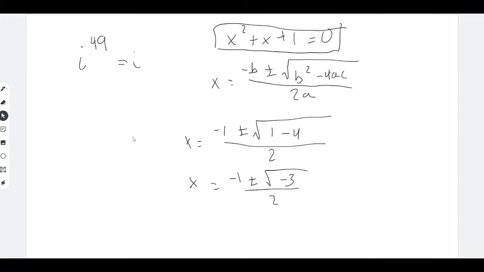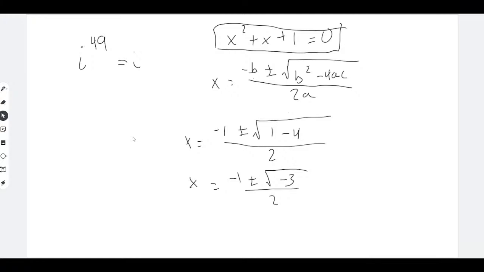So here you can see that we have square root of a negative number, right? And again, square root of a negative number has no real solution, right? Square root of negative 3 is not going to be a negative number and it's not going to be a positive number, right? So square root of negative 3 is going to be an imaginary number.